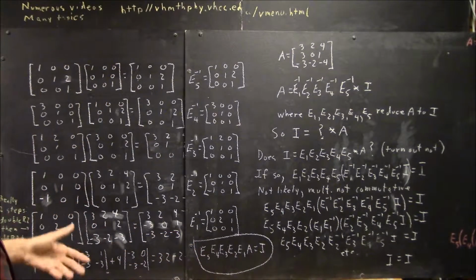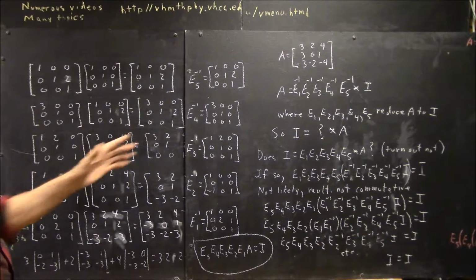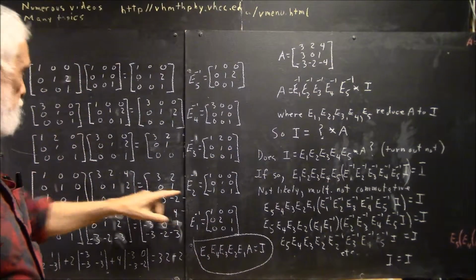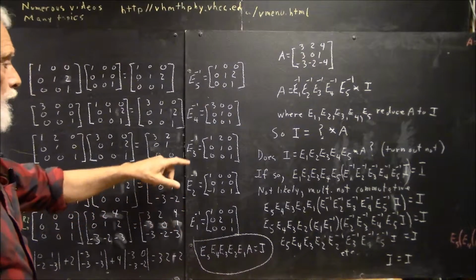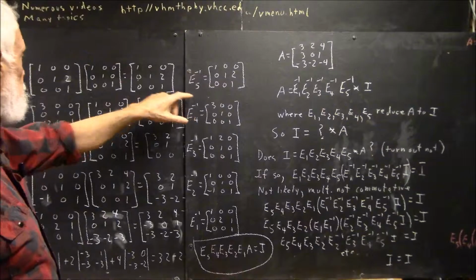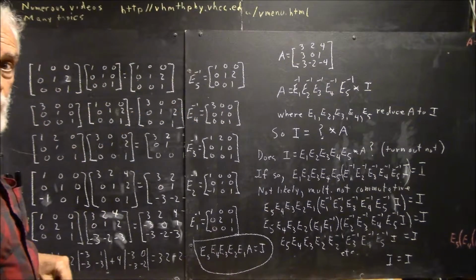And then next thing would be the inverse of this matrix, which we had over there. We called it E2. So this matrix is E2 inverse. And this matrix is E3 inverse. This will be E4 inverse. This will be E5 inverse. Okay?